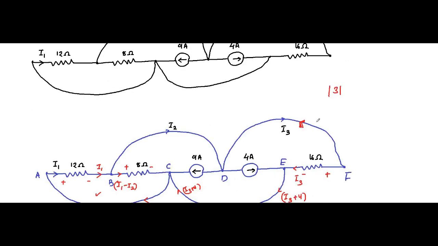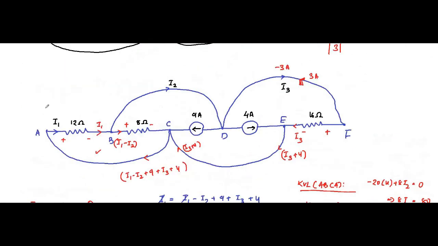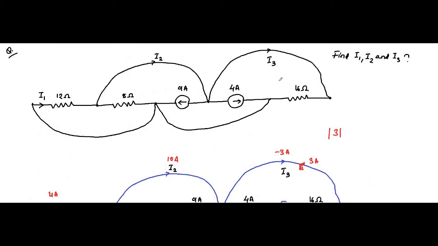It is actually in this direction. This is 3 ampere, but if we take this direction, it will be minus 3 ampere. So just the direction is opposite. All the other, I1, I2, they are the same. I1 is equal to 4 ampere in this direction and I2 is 10 ampere in this direction. Only the direction of I3 is opposite to the one given in the question.